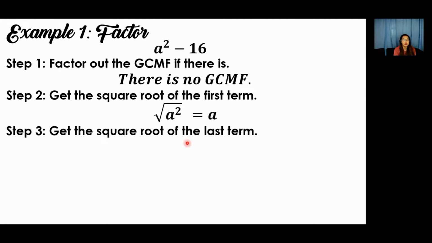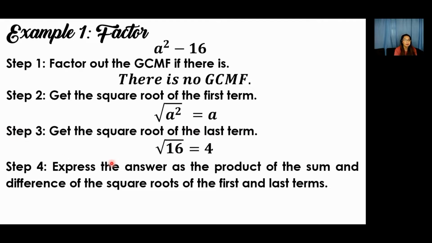Get the square root of the last term or the second term. We have 16. Square root of 16 is 4. And then the last step, express the answer as the product of the sum and difference. So when we say sum, addition, difference, subtraction of the square roots. So kailangan daw natin ng sum ng square roots at difference ng square roots and their product.